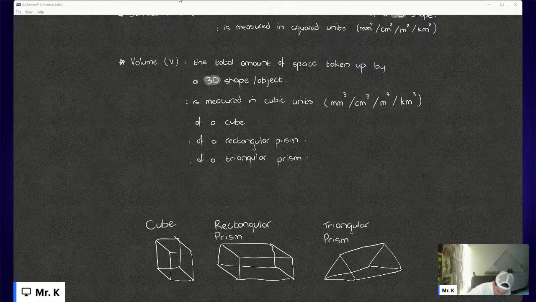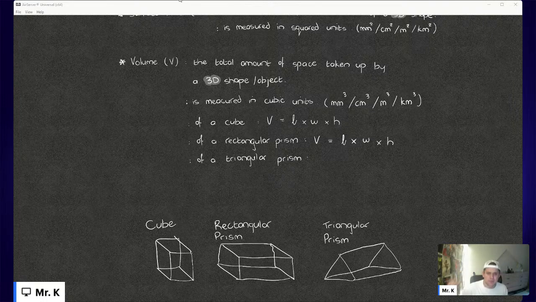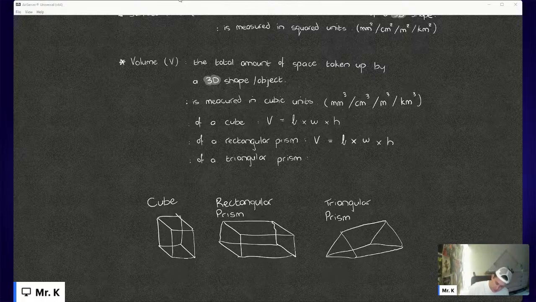But for a cube, volume is equal to simply length times width times height. And the same is true of a rectangular prism, right? These are nice and simple. They aren't too complicated because they are basic shapes. Length times width times height for both a cube and a rectangular prism. So for these two shapes over here.